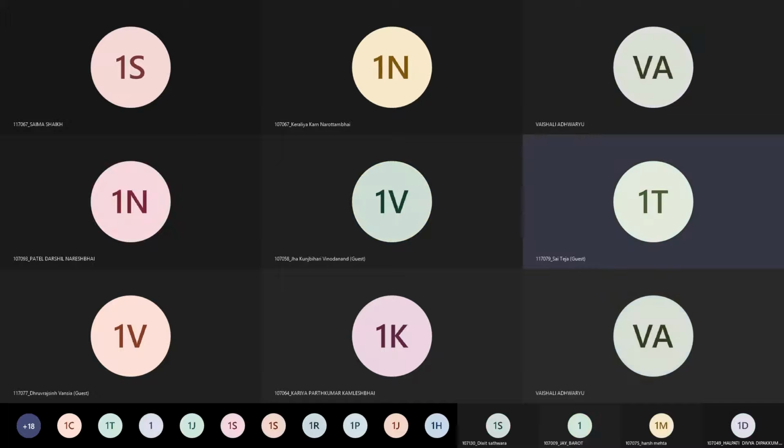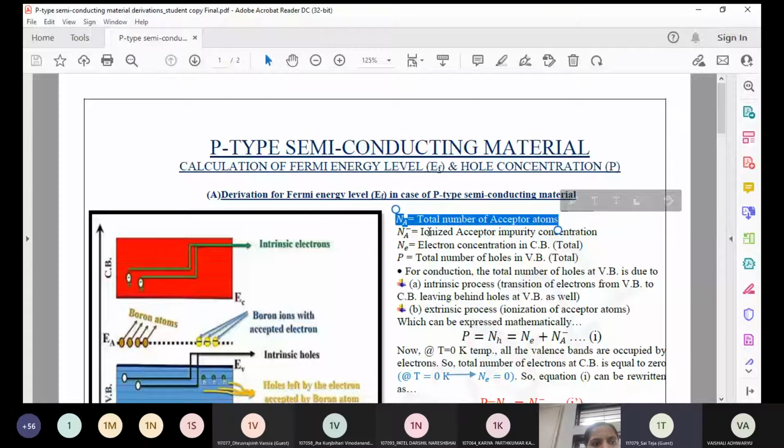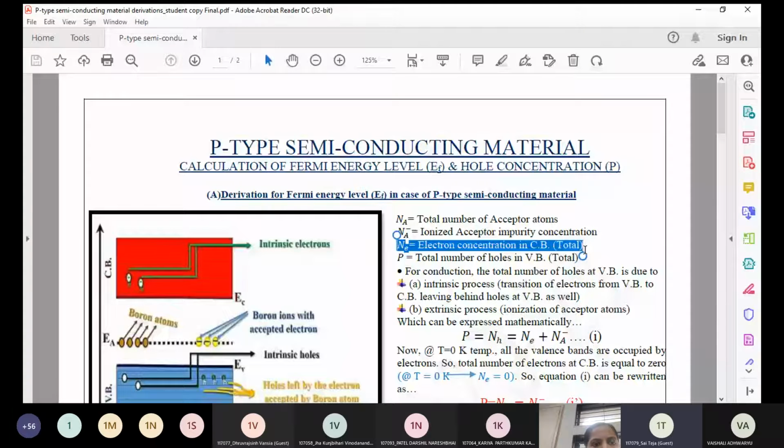Na as the number of acceptor atoms, Na minus as the total number of ionized acceptor atoms, Ne as the total number of electrons in the conduction band, and Nh as the total number of holes in the valence band.